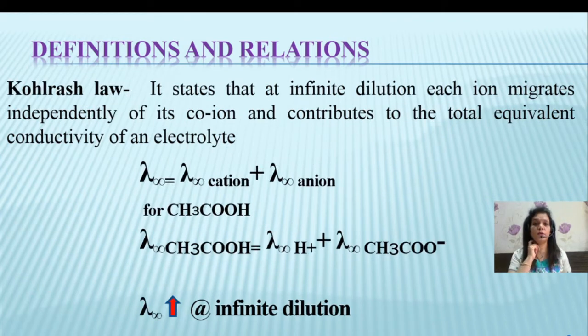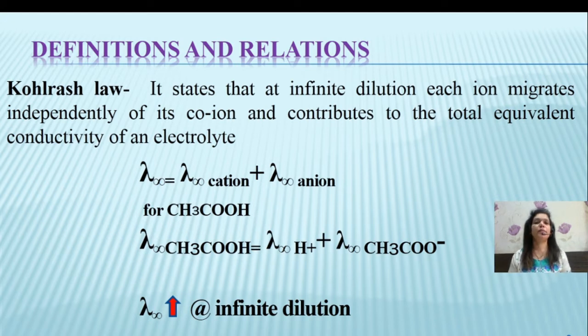Kohlrausch law. Now when we are calculating the equivalent conductance, if we are dissociating the ions at infinite dilution, then the ions migrate independently of their coion and contribute to the equivalent conductivity of an electrolyte. Actually, conductivity is an additive property. All the ions present in the solution contribute towards the conductance of the solution. So, according to Kohlrausch law, at infinite dilution, an ion migrates independent of its coion.